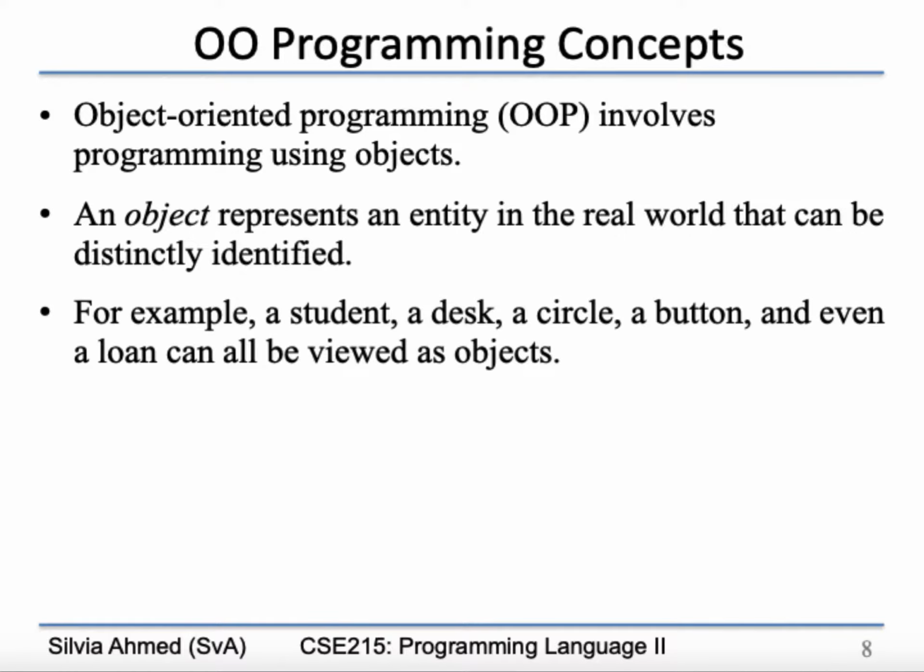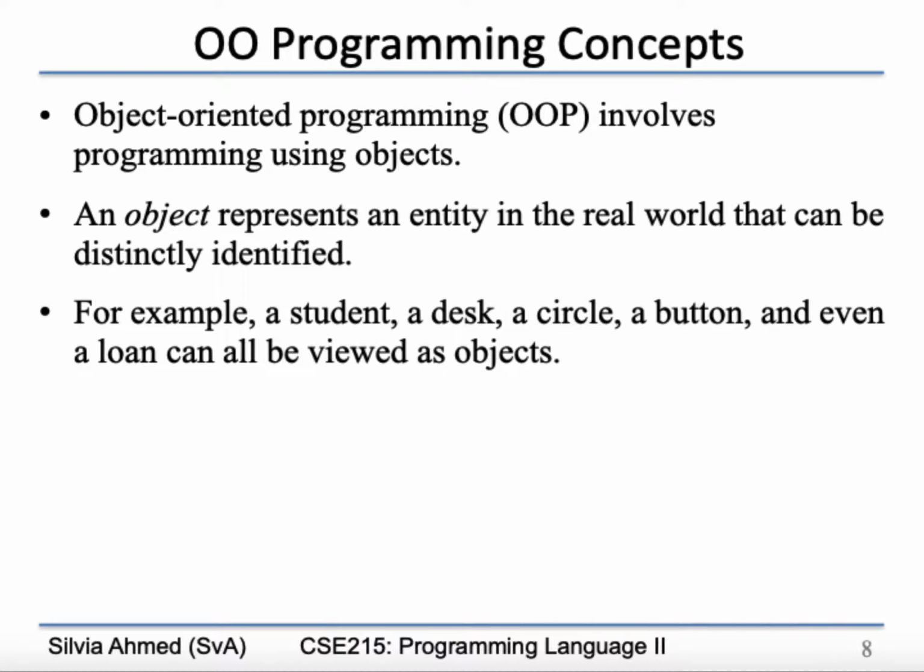For example, a student, a desk, a circle, a button, and even a lawn can all be viewed as objects. A student, a desk, a circle, a button are all tangible objects. We can see them, we can touch them. But what about a lawn? A lawn is a non-tangible object. How can that be an object?